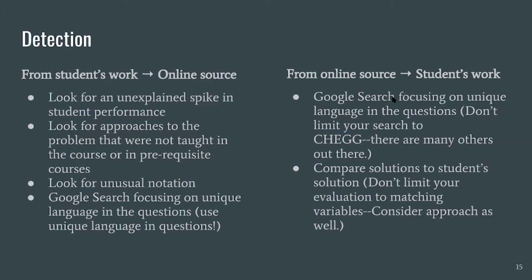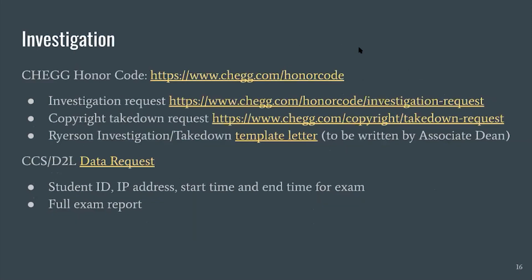Going the other way, where you're actually going from the student's work to online, you want to be looking for an unexplained spike in student performance. I think a lot of people saw this more when we first switched to online. Look for approaches to the problem that were not taught in the course. Look for any kind of unusual notation, and then, the Google search. The reason why I say, though, that going from the online source to the student's work is easier, at least with Chegg, is that we already have the mechanisms, thanks in large part to the Faculty of Science and the work that they've done on it. We have all the pieces that you need to do an efficient investigation around Chegg.